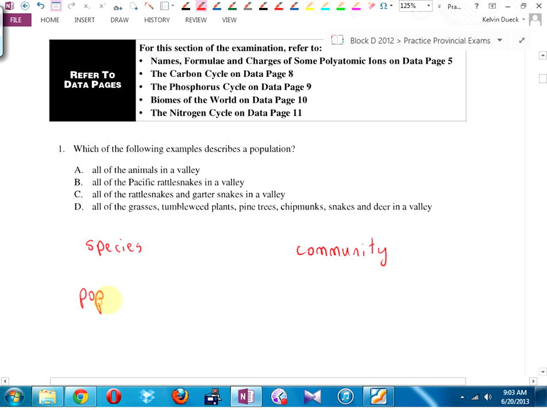Population was also all of the same species, but what was the difference between a species and a population? Yes, a population is all of the same species in one area. Species, anywhere on the planet. So robins, the birds, live all over North America. That would be the species. The population would be the robins in the Pitt Meadows area, for example. And then we had the small one, organism, right?